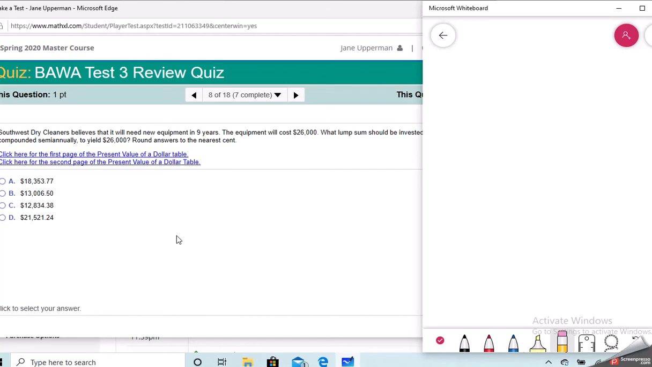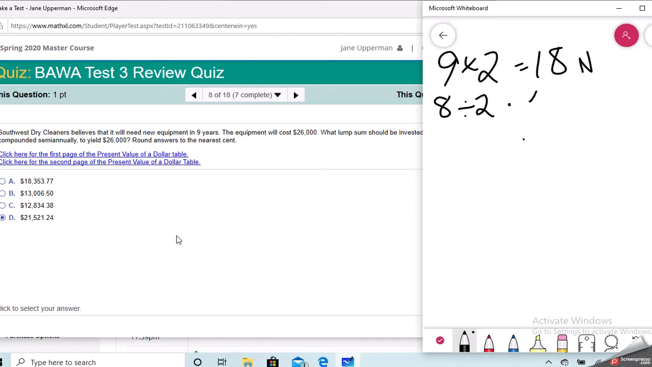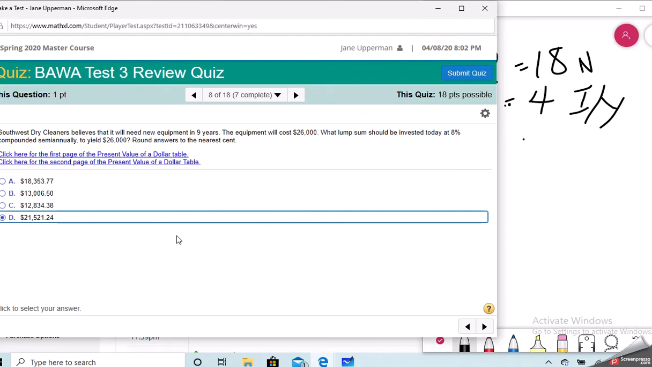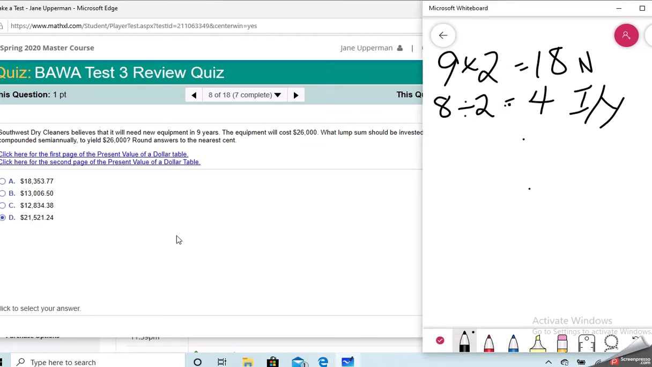So our N is going to be our 9 years. That's how long they have to save. It's semi-annually, so 18 is our N. They are earning 8%, also semi-annually, so we need to divide that by 2. So our IY is going to be 4. They are asking us what lump sum should be invested today, so that tells us we're computing the present value.